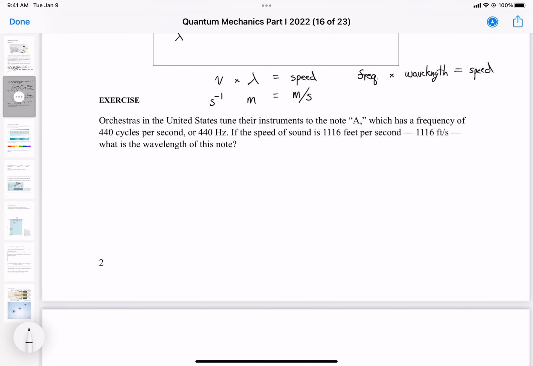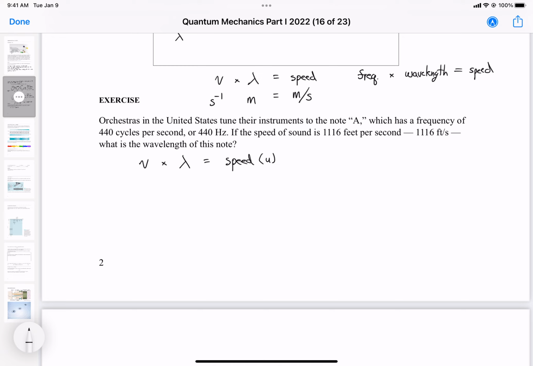If the speed of sound is 1,116 feet per second, what is the wavelength of this note? So we don't need to convert any of these units to a specific unit. We could just solve for wavelength given the equation we just went over. Okay. So frequency times lambda, remember, gives us our speed. So to differentiate frequency and speed, I'm just going to call speed u. Okay? So if you see u, that means it's speed.